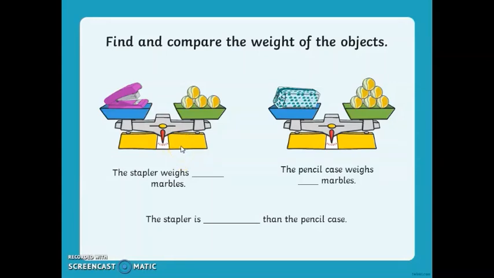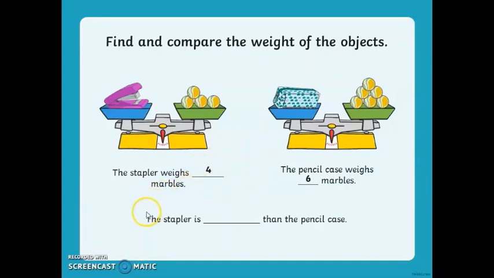Now, we put the stapler on one side, and on the other side, dear students, we have some marble balls to check the stapler is equal to how many marble balls. Would you like to count with me? 1, 2, 3, 4. The stapler is equal to 4 marble balls. So let's go for the pencil case. Let's see how many marble balls are equal to the pencil case. 1, 2, 3, 4, 5, 6. 6 marble balls are equal to the pencil case.